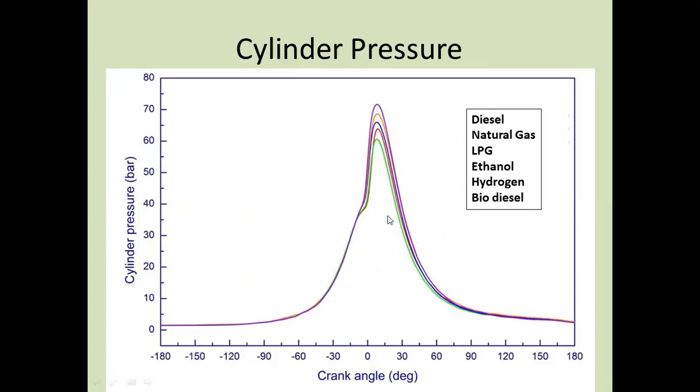We can use different fuels in the internal combustion engine and find out the cylinder pressure. The maximum cylinder pressure happens with hydrogen because the heating value of hydrogen is very high. Hydrogen is supplied through the inlet manifold, where the hydrogen and air are blended and enter the combustion chamber. After that the maximum pressure is around 70 bar.